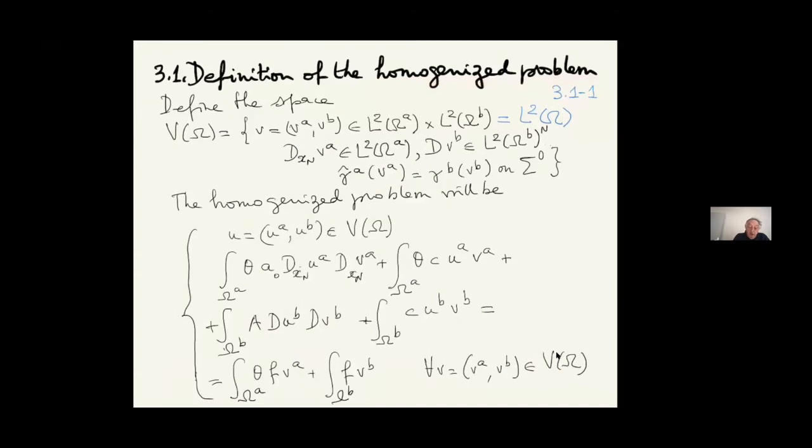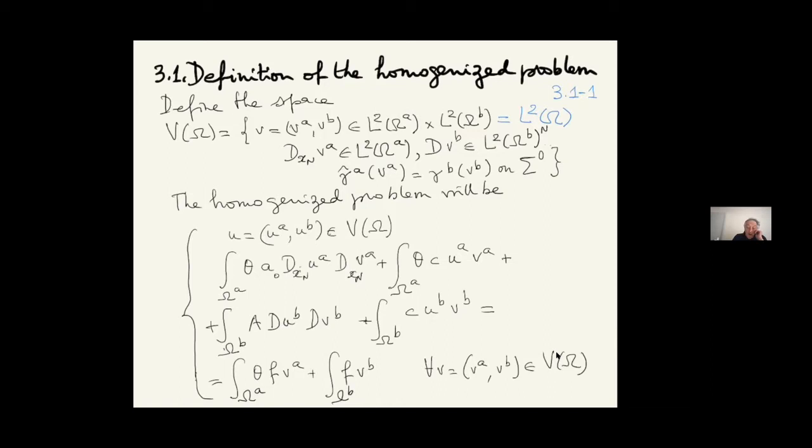Okay, we define a new space. This new space is called V of omega, and it's made of functions V which belong to L2 of omega. That means functions which can be split in two parts, VA defined in omega A and VB defined in omega B, and VA will be in L2 of omega A, VB is in L2 of omega B, and this is the same as saying that V is in L2.